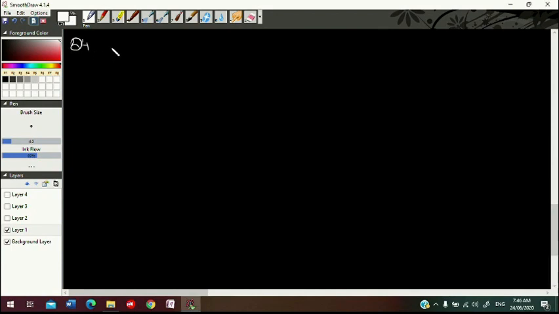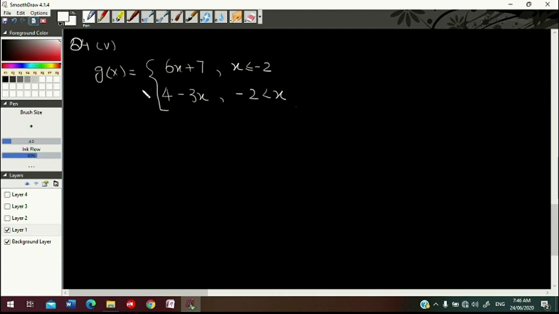Now question number 4, part 5. g of x is equals to 6x plus 7 for x is less than or equals to minus 2, and 4 minus 3x for minus 2 is less than x. This function is a piecewise function. Here we have two different algebraic equations. This is a polynomial of degree 1 and this equation is also a polynomial of degree 1. But for this first polynomial equation, we have x is less than or equals to minus 2 as a domain, and for this equation 4 minus 3x, we have this domain minus 2 is less than x.